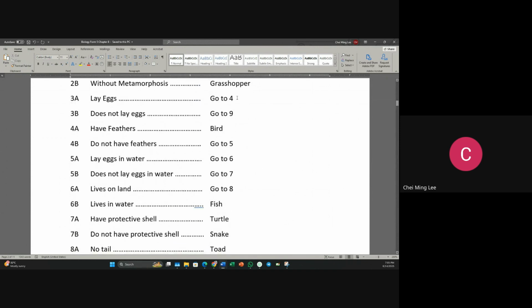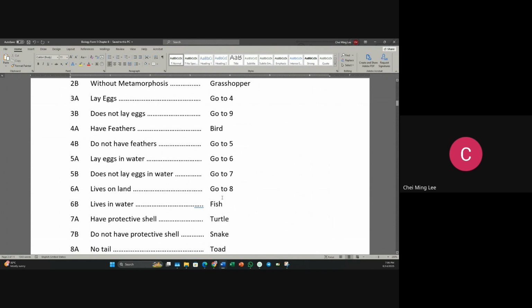Normally, we will start like, I want to go to 4. This one we call solve first. So lay eggs, go to 4. Then have feather, birds. Do not have feather, go to 5. Then go to 5. Lay eggs in water, go to 6. Does not lay eggs in water, go to 7. Then 6. Live on land, go to 8.